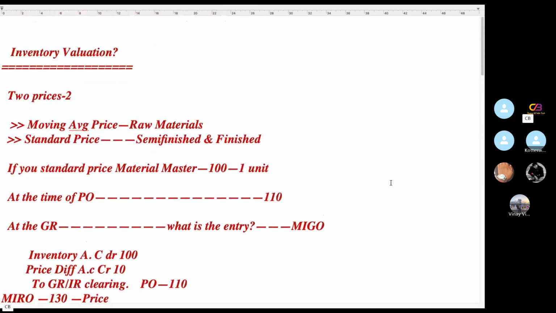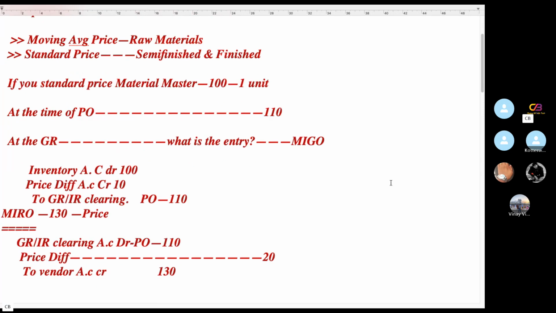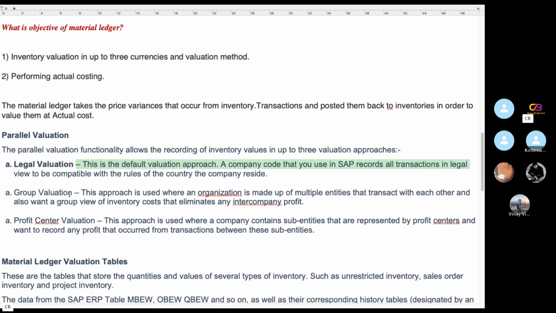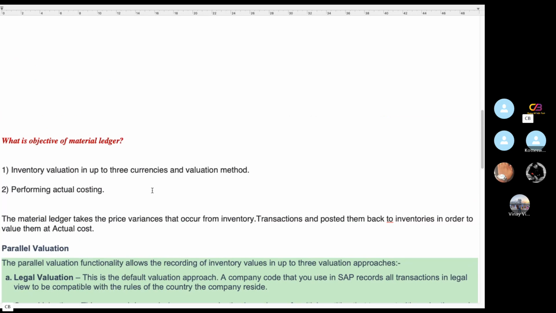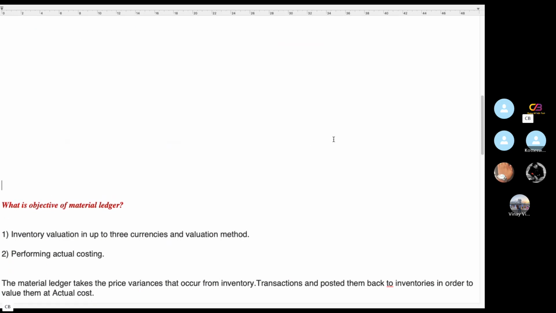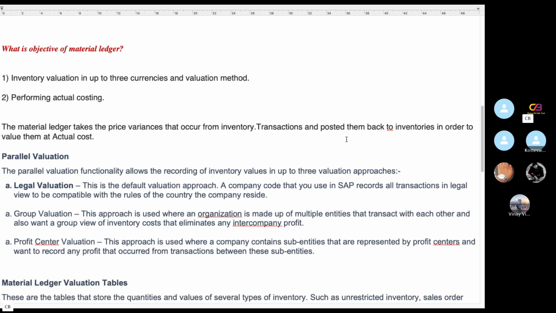So what is the concept of this material ledger? The material ledger concept is to perform actual costing. Actual costing means inventory plus price difference. At the end of the period, whatever price differences are there will be adjusted to the inventory. So inventory valuation is done in three currencies, and these are the valuation approaches: legal valuation, group valuation, and profit center valuation. In SAP S/4HANA, the material ledger concept is mandatory. So actual costing is mandatory, and activation of the material ledger is mandatory in SAP S/4HANA.